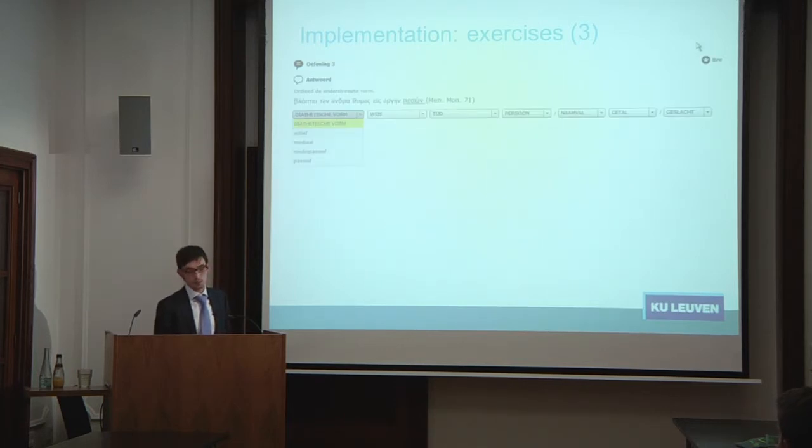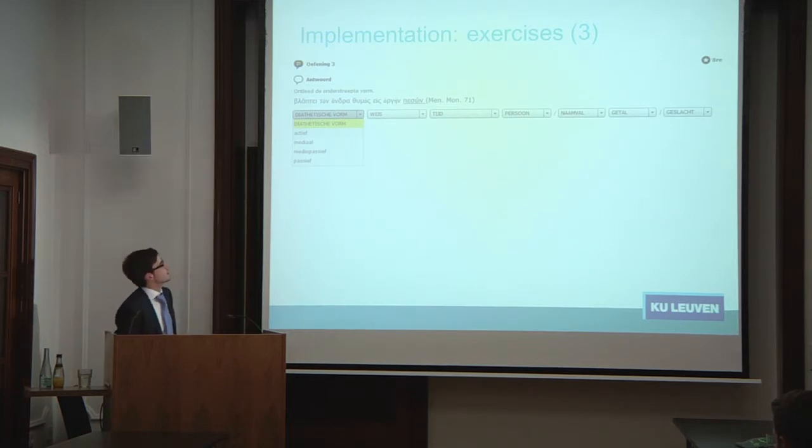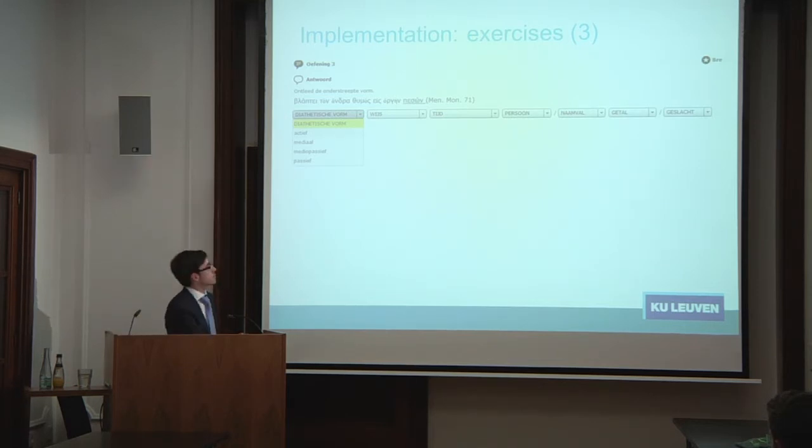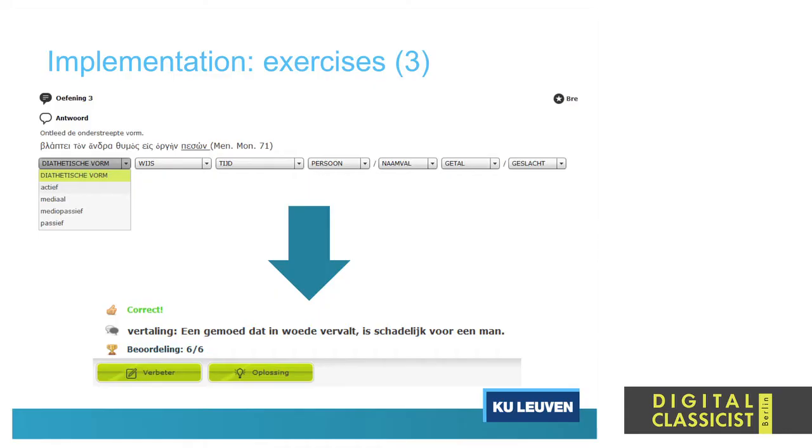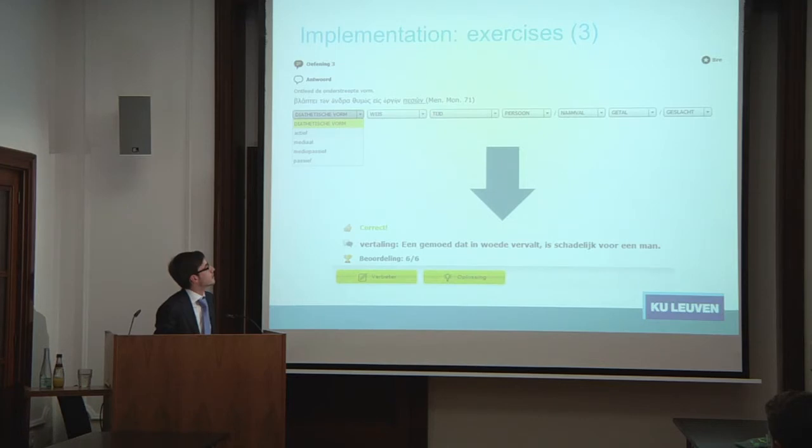We will also create morphological exercises, not only syntactic exercises, like in this case, where students are asked to analyze the form person, and they're asked to indicate the correct diathesis, mood, tense, person, case, number, and gender. Again, if they do it correctly, they'll get the translation of the sentence, so they can know what they're actually analyzing.